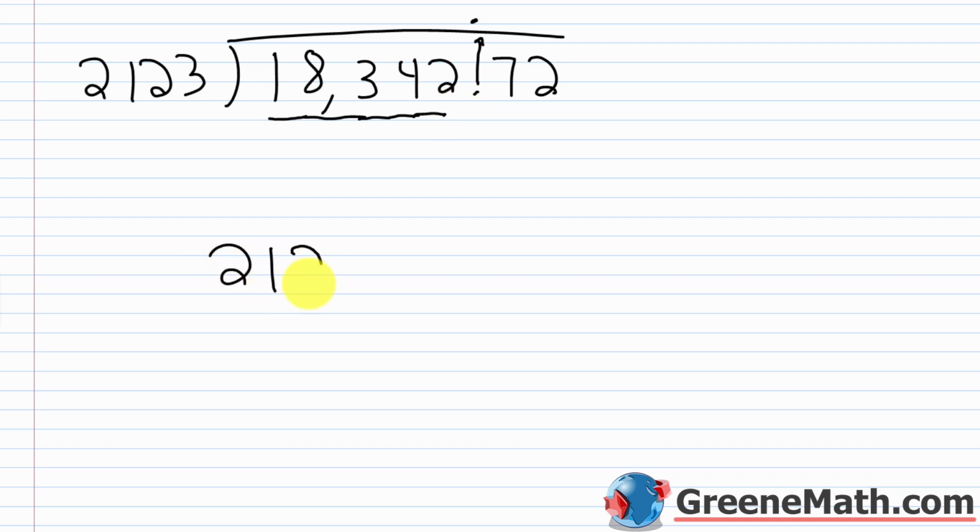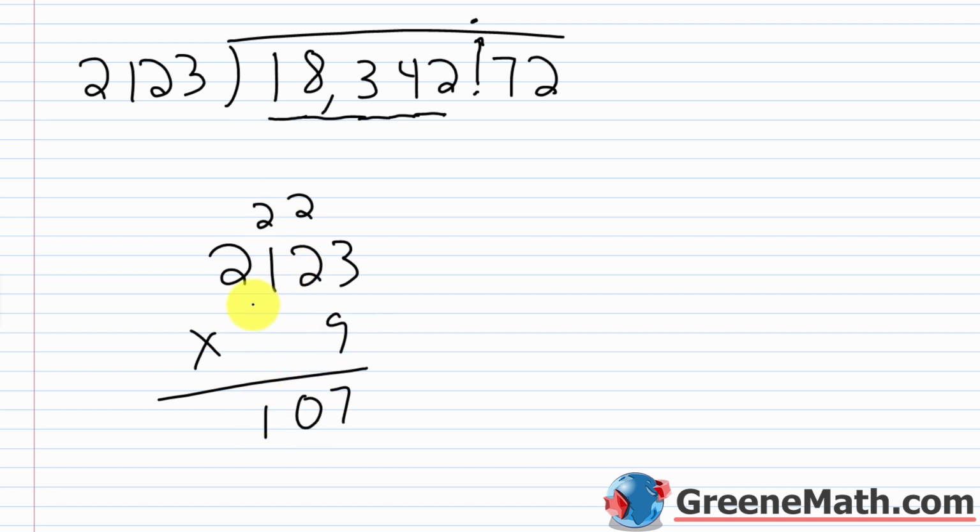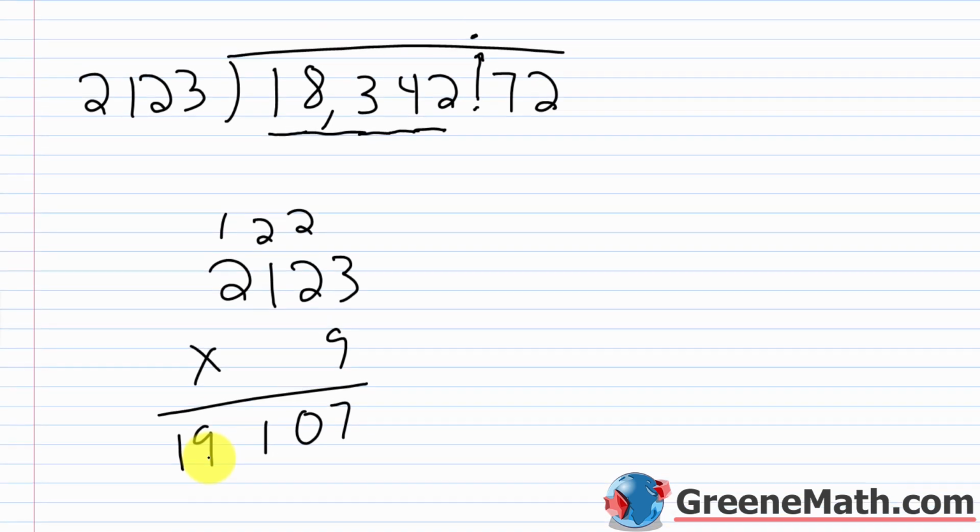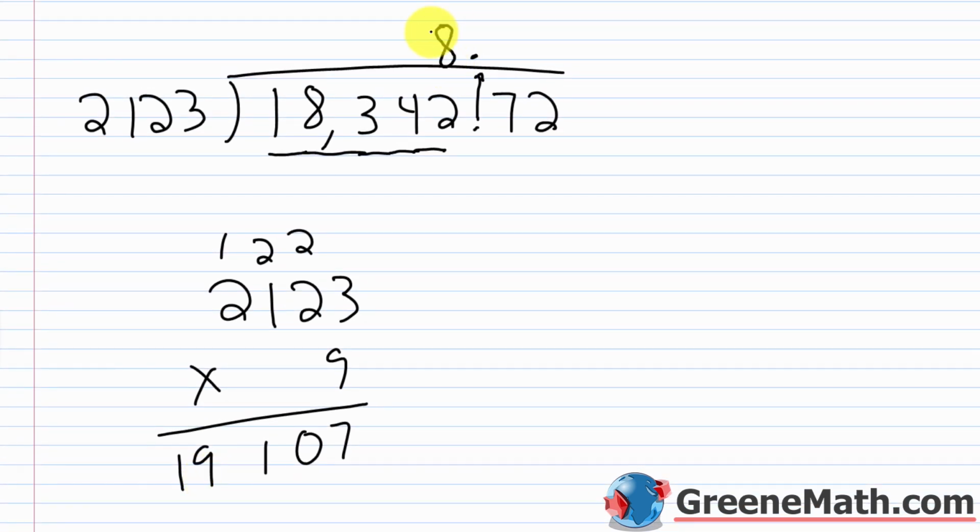So 2,123 times 9. 9 times 3 is 27. 9 times 2 is 18, plus 2 is 20. 9 times 1 is 9, plus 2 is 11. 9 times 2 is 18, plus 1 is 19. So that's 19,107. That's too big. So we're going to go with 8. So I'll put an 8 here.